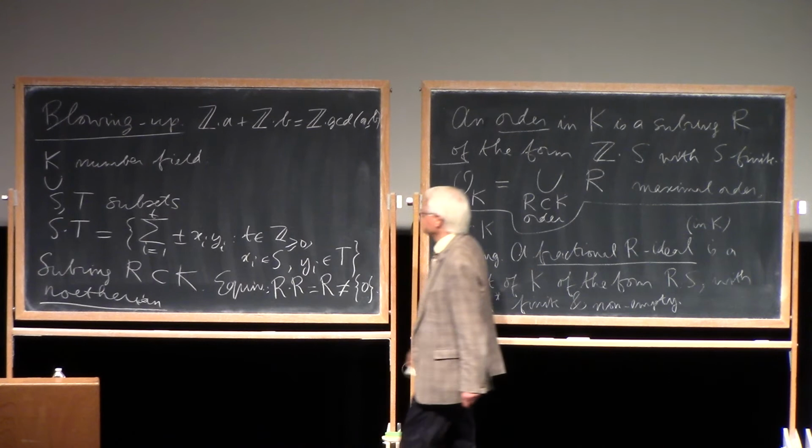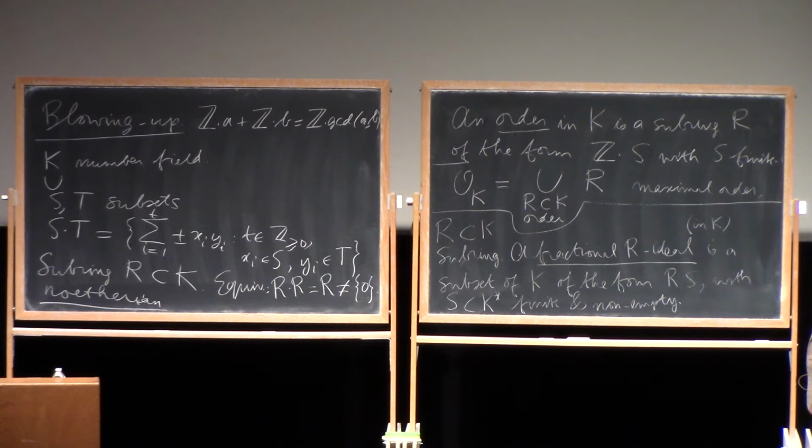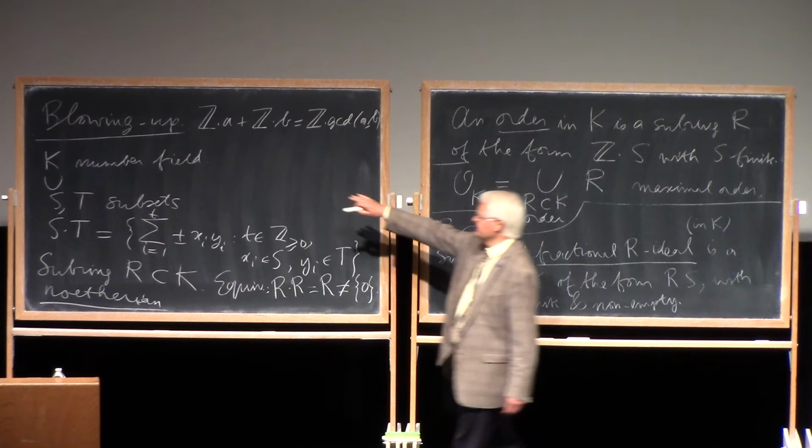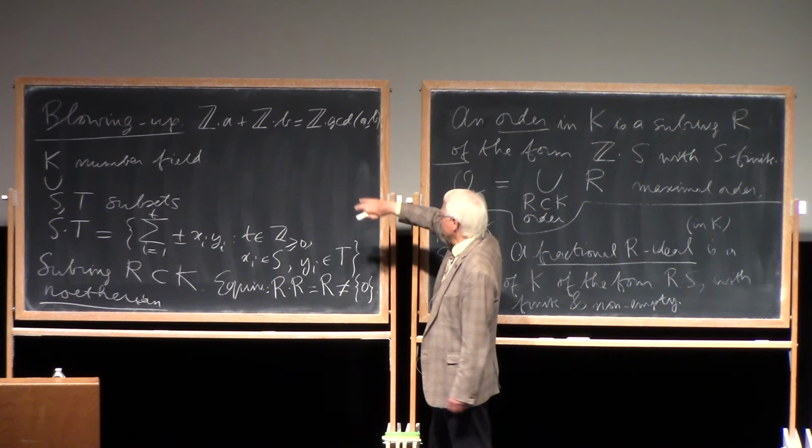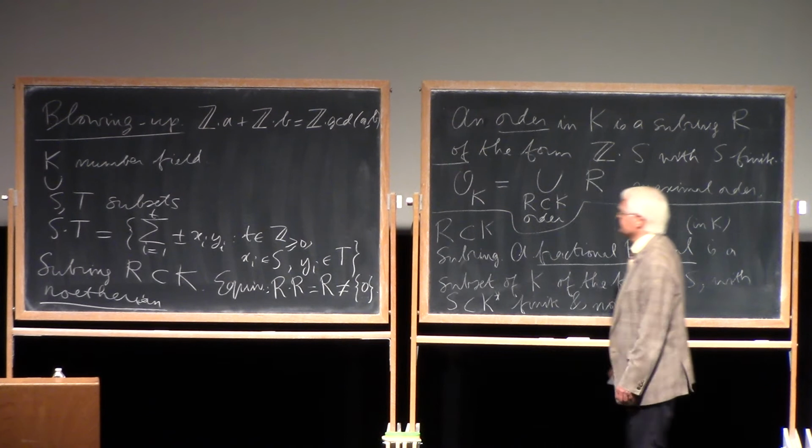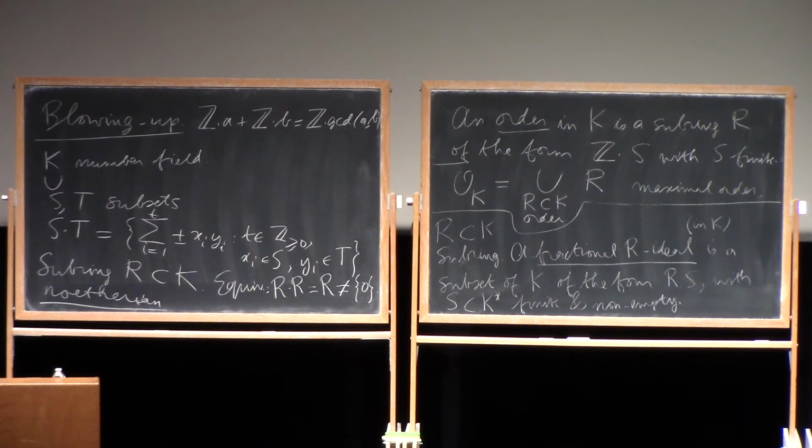And that's also going to happen. These fractional ideals, we have two fractional R ideals, and instead of principal, they will typically satisfy a somewhat weaker property, and we would like that same property to be satisfied by the ideal. That property is called invertibility.